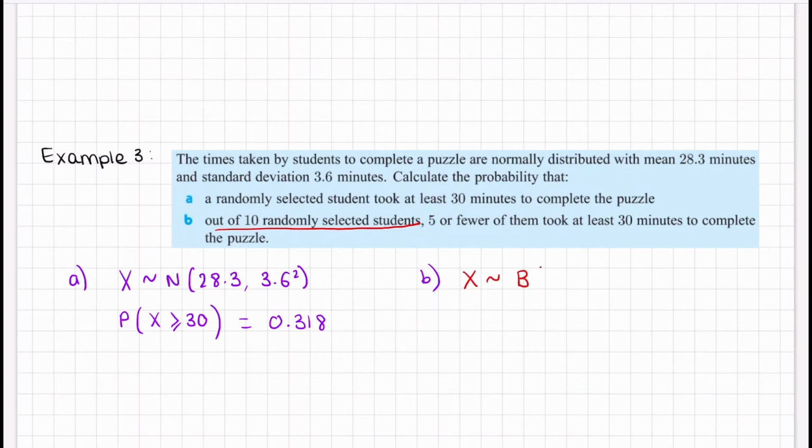Because there are 10 students, so 10 trials, the probability of success would be that it took at least 30 minutes, which is what we found in part A, so that would be 0.318. We want 5 or fewer, so the probability that x is less than or equal to 5. Then we use our calculators with the binomial as we did in the last lesson. To work that out, it would be a binomial CDF with a lower bound of 0 and an upper bound of 5. And you would get an answer of 0.938. So make sure you can do both of those on your calculator.